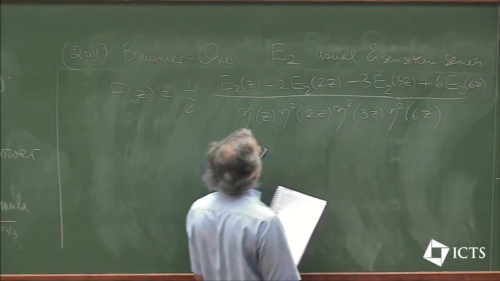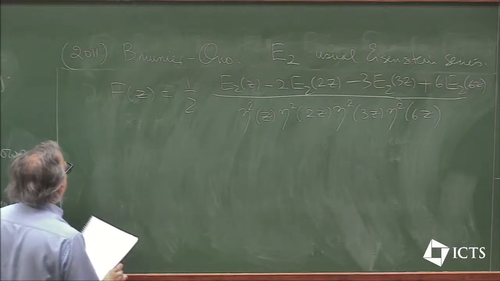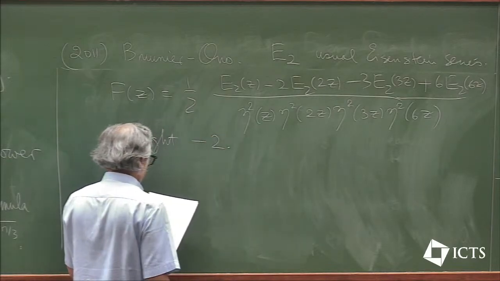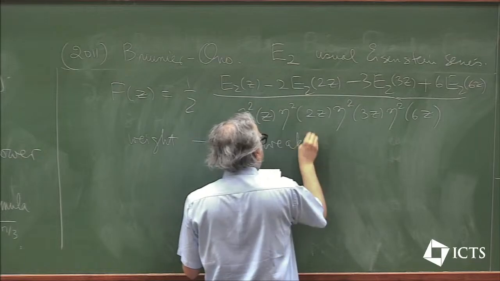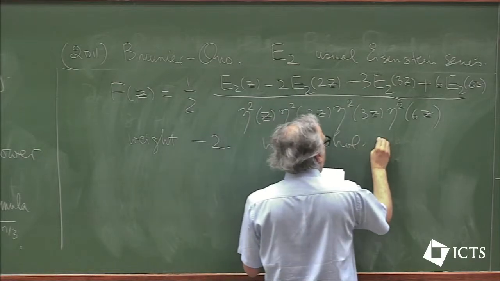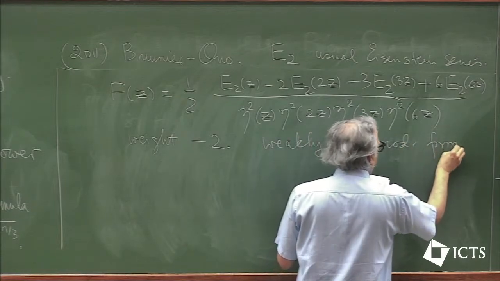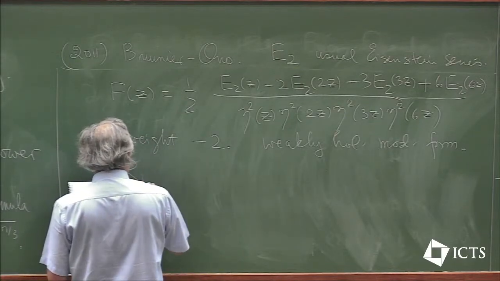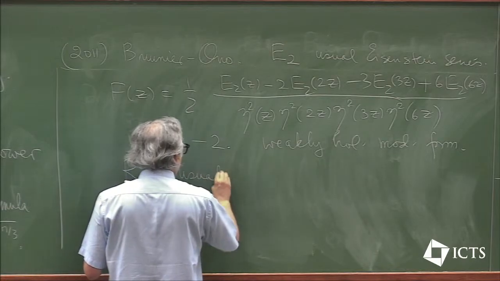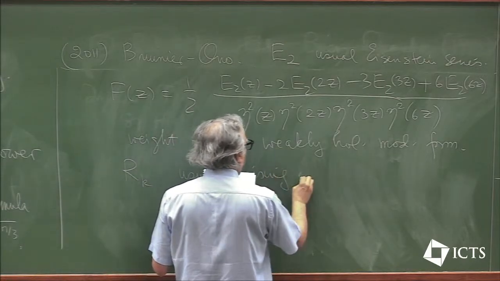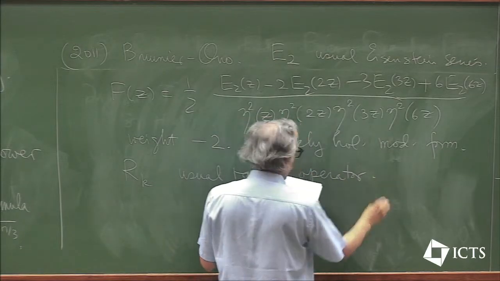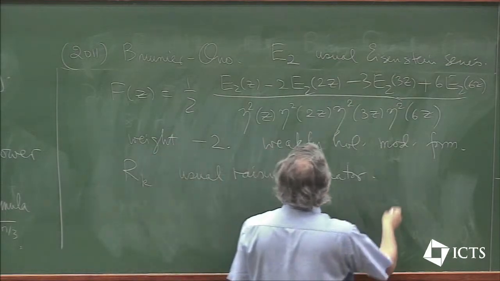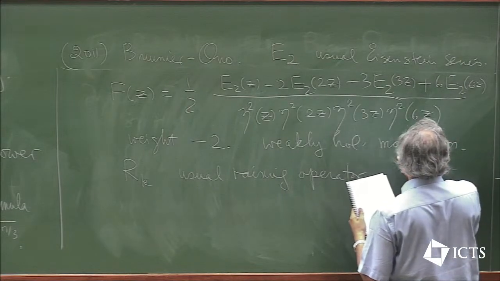So you have this form, and this is a form of weight minus 2, a weakly holomorphic modular form. And let R sub k be the usual raising operator. Pardon me? Gamma 0 6, thank you. It's gamma 0 6, as he says, a modular form on gamma 0 6.